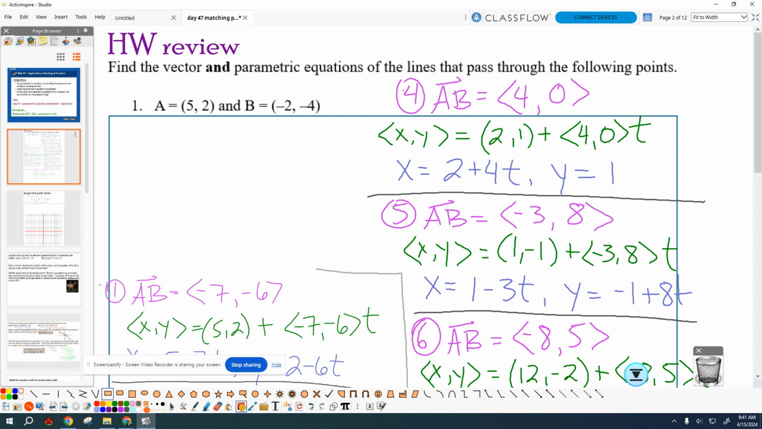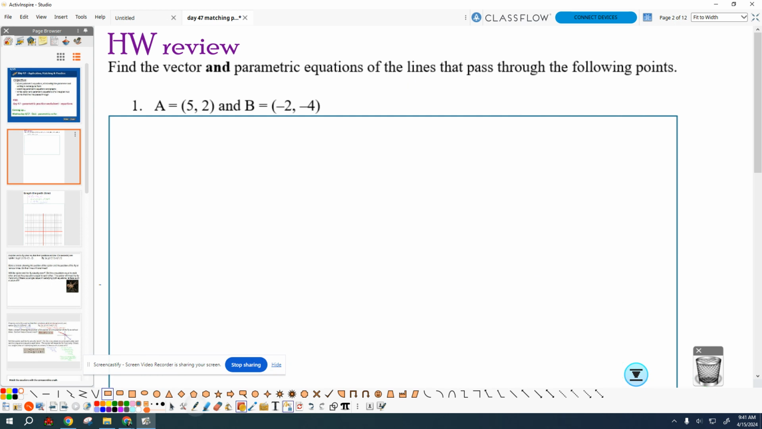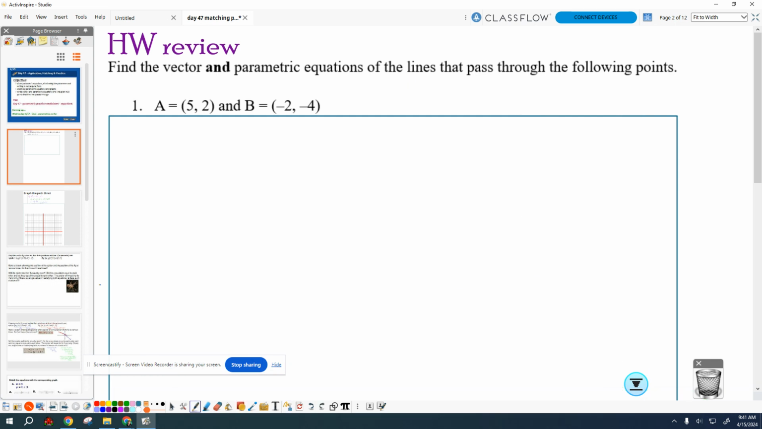As a reminder, find the vector and parametric equations of a line. Adam, what's the first thing I need to do? I would figure out what you want to do for the vector part of it. Okay, find the vector. Do I want to find vector AB or BA, or does it not matter? AB is convenient, but it doesn't matter. You can do either one.